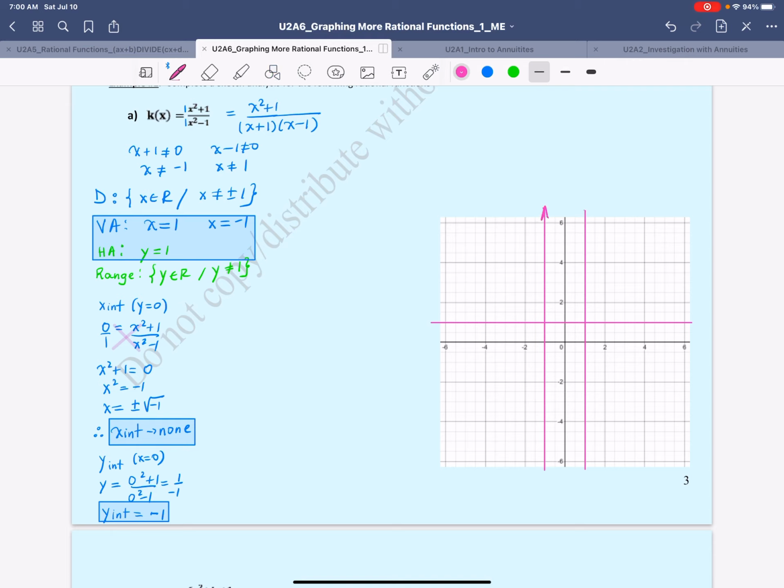I would label the asymptotes by the respective equations, and I will draw arrows at both ends of each. So this is the horizontal asymptote, y equals 1. And here we go, a vertical asymptote at x equals negative 1 and a vertical asymptote at x equals 1. There are no x-intercepts, but there is a y-intercept at y equals negative 1. So far, this is what we want to know.